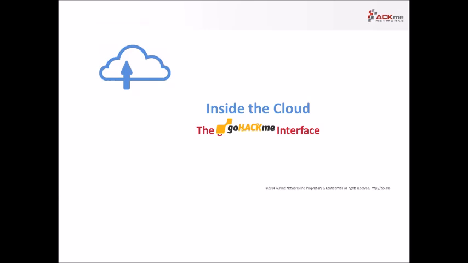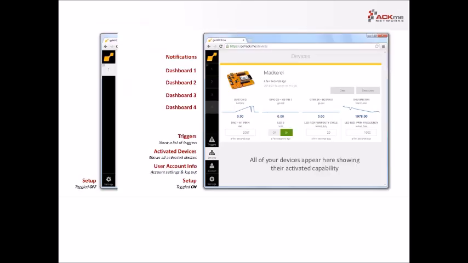Okay, so that covers getting your device connected and activated. Let's have a look at the interface for goHACKme and how you can navigate around the dashboard. Again, it's really quite a simple interface to get around. It's purposely done like this to make it easy for people. Down in the bottom left, there's a settings icon. You click that and it opens up to what you see on the right.